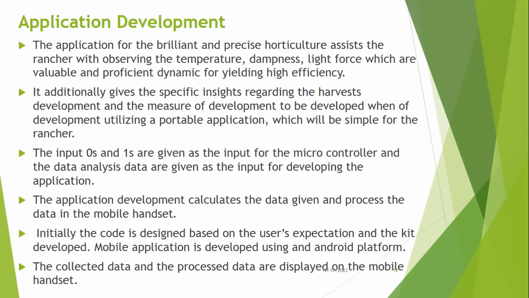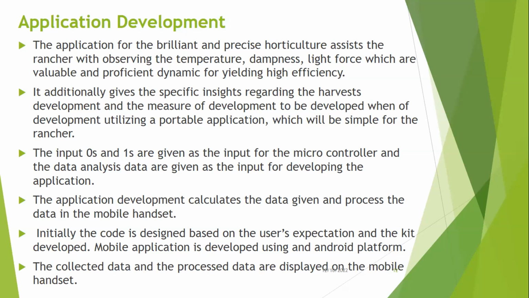The third part is application development. In the application development, the application is built for precise agriculture to assist the rancher with observing the temperature, dampness, and light force, which are all valuable and proficient for dynamic yielding high efficiency. It additionally gives specific insights regarding the harvest development and the measure of development to be developed, when the development utilizes a portable application, which will be simple for the rancher.